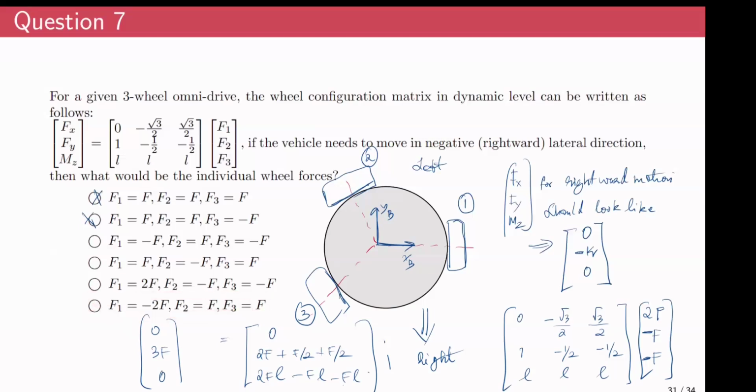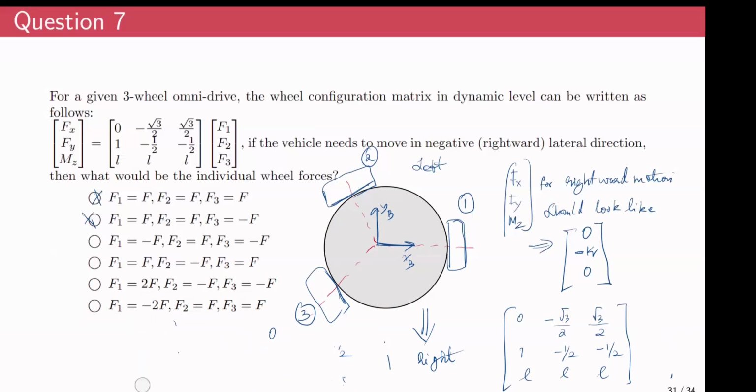So if you try that option, instead of the fifth option, if you try the sixth option, let me check that. If it is minus 2f, f and f.